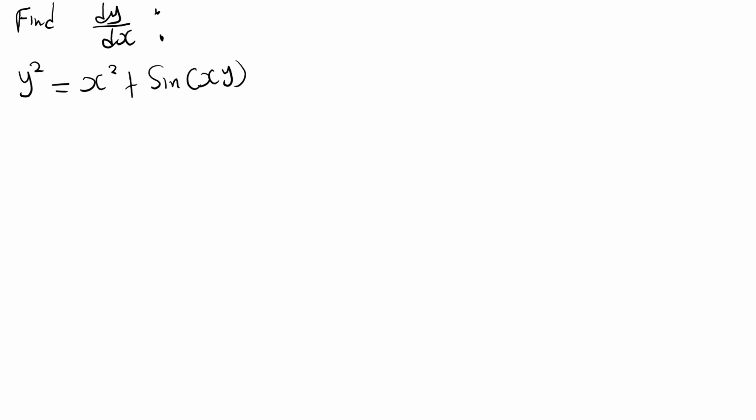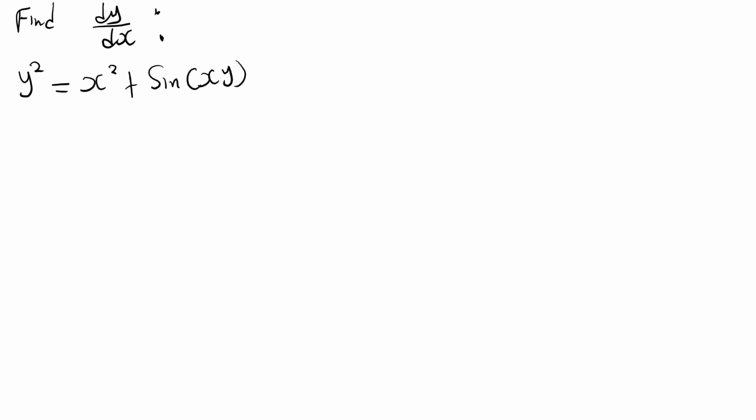So here's a question. We have to find the derivative of y squared is equal to x squared plus sine of xy. In this case, we are going to apply implicit differentiation. If you don't know implicit differentiation, please go and watch the video that I just uploaded. It's very important to know implicit differentiation.